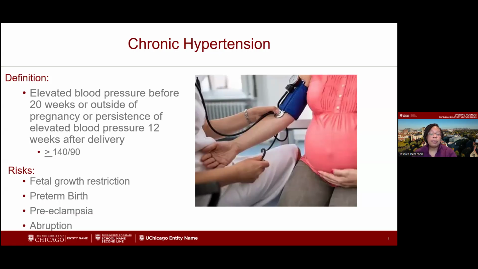We have not adopted the new internal medicine diagnosis of elevated blood pressure, which is 130 over 80. In pregnancy, we are still using 140 over 90. So why do we care about people with chronic hypertension? They need additional monitoring in pregnancy because they have some elevated risk factors, specifically increased risk of fetal growth restriction, preterm birth, preeclampsia, which we will discuss later, and abruption, which can lead to a stillbirth.